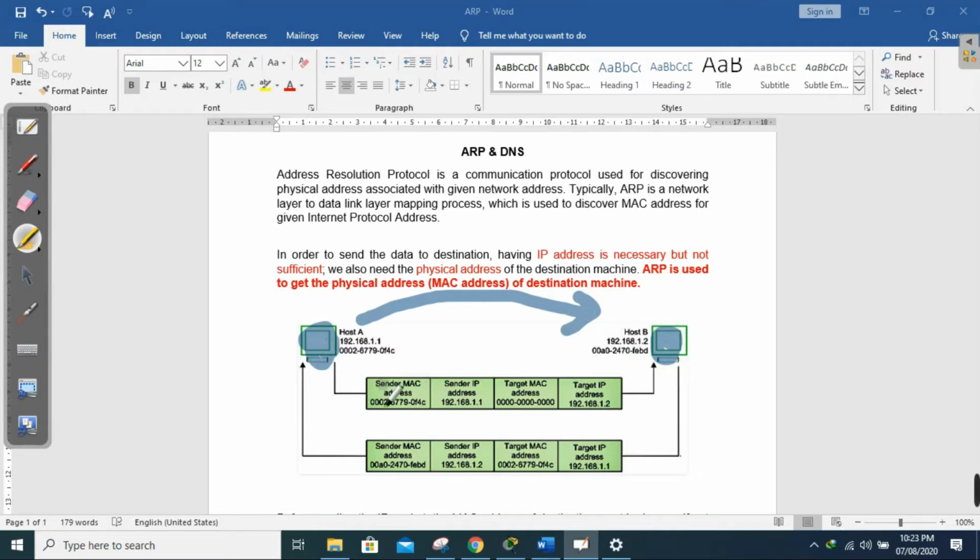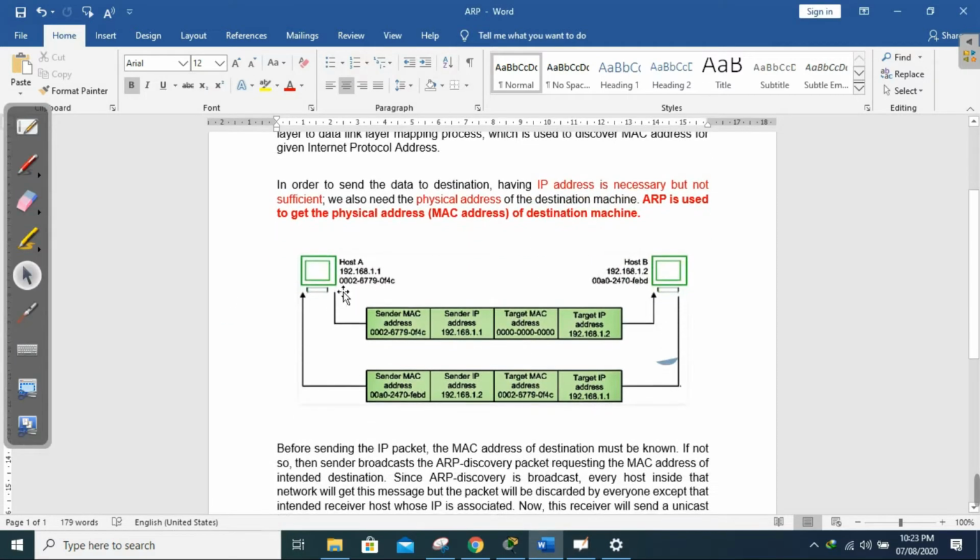So let's think about the scenario now. If I want to send the data from host A to host B, then whenever I press send from host A, a packet is created. That packet holds different kinds of information. These are some examples of that information: the sender MAC address, the sender IP address, the target MAC address, and the target IP address. So what does it mean?